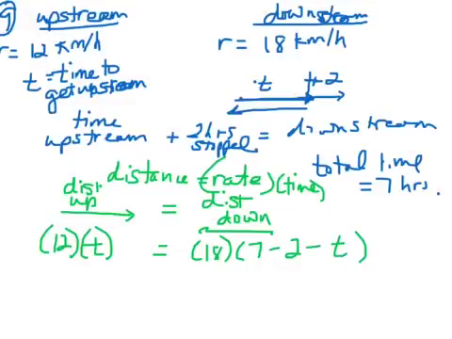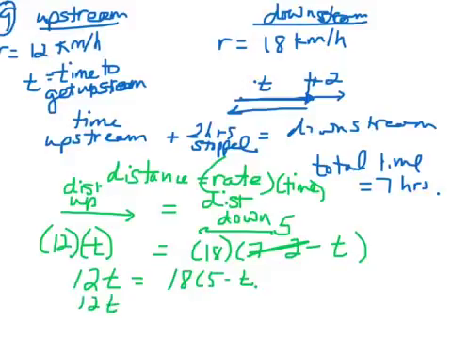The thing about this is when you're setting it up, when it was going upstream, it only went upstream for a certain amount of hours, and then it stopped. So we don't want to multiply the rate times the time it was stopped, because it was going 0 while it was stopped, right? But if we know the two distances are equal, we could describe it this way: if we simplify the downstream expression, 7 minus 2 would be 5 minus t. So we end up with 12t is equal to 18 times 5 minus t.